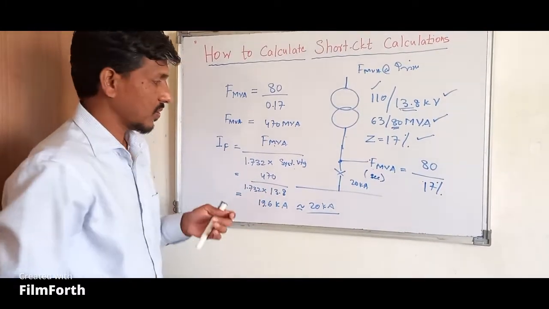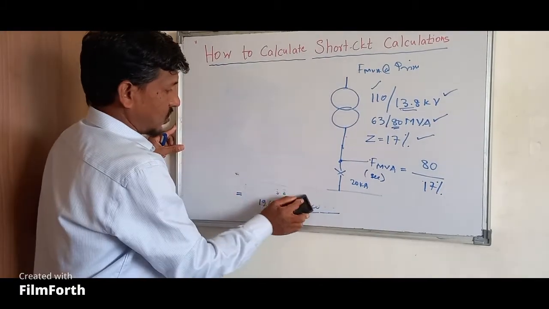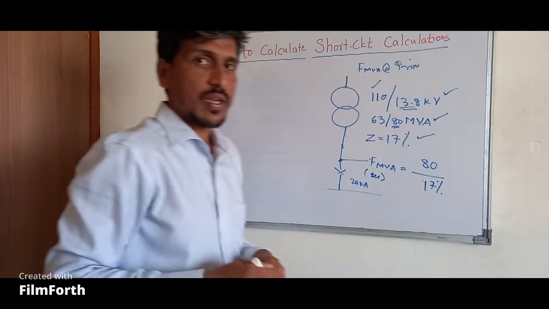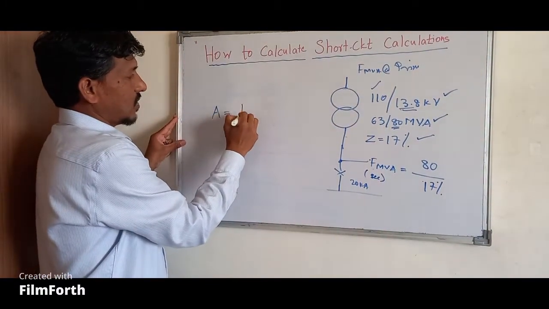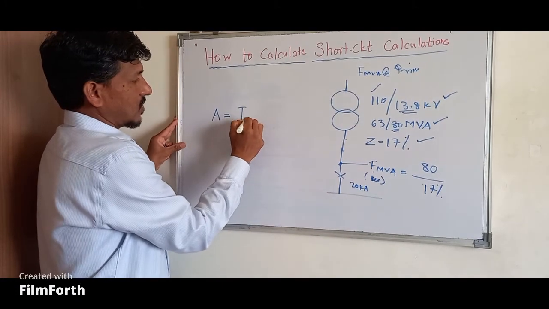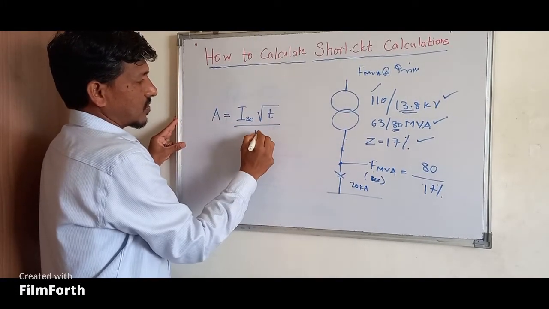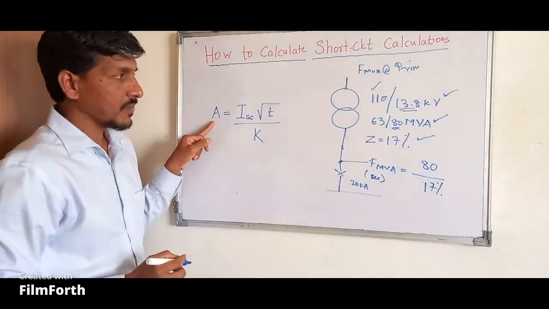Now let's see one more query, that is how to calculate the HV cable size, the minimum cross sectional area for the HV cable. The formula is A is equal to the short circuit current into root T divided by the constant K. This is the minimum cross sectional area required for the HV cable.